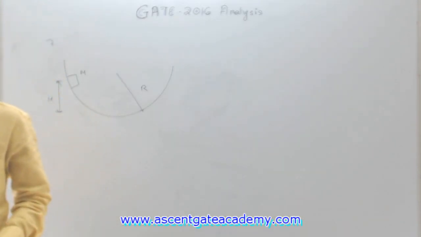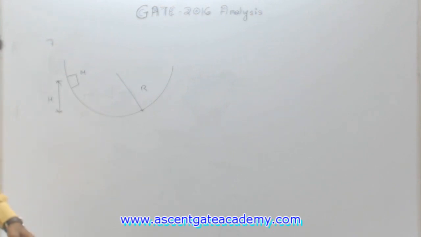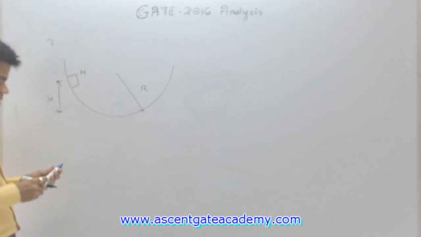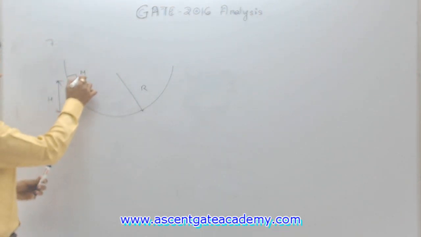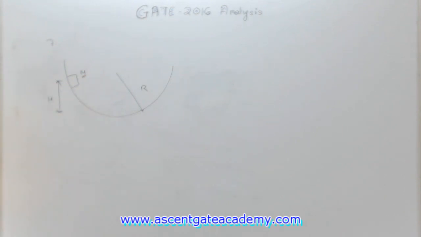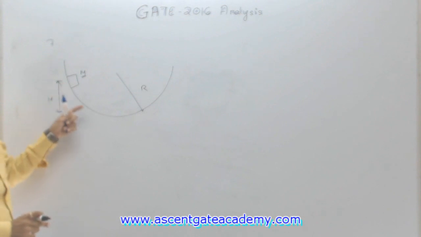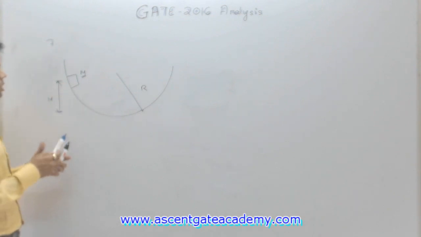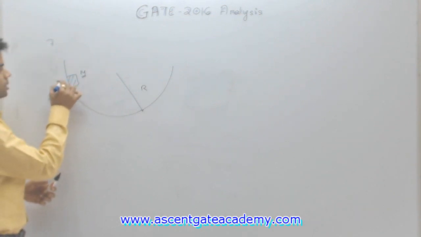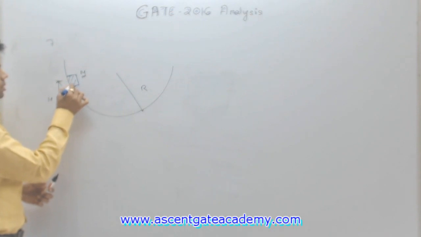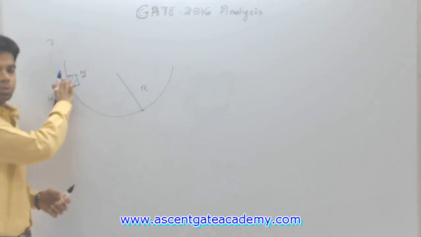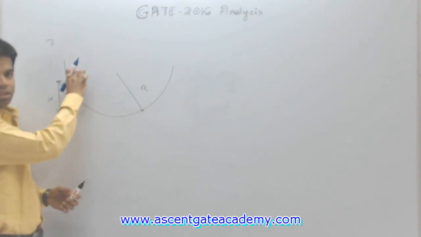Again a very simple question. We have a point mass m sliding in a spherical bowl. At this point, when the mass is at a height h, we have potential energy. The mass is having potential energy.